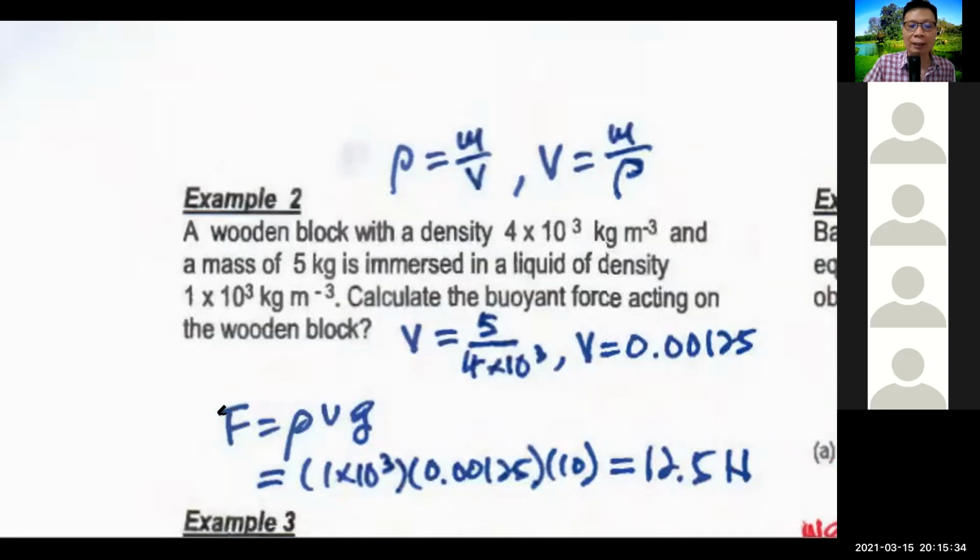Just like I said, to find buoyant force, the density must be the density of the liquid. Volume must be the volume of liquid displaced. But here, I don't use the volume of liquid. I use the volume of the wooden block. Why? Why can I do that?